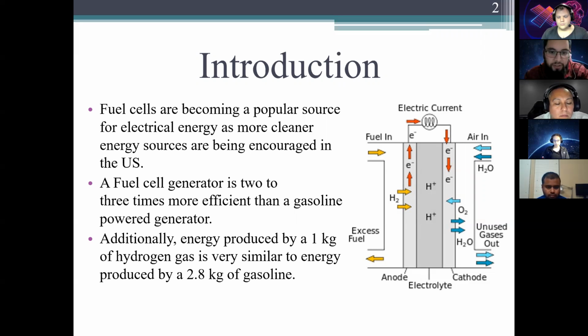Why a gas-powered generator? The reason is that this is the most common form of generator in the market. Additionally, energy produced by 1 kilogram of hydrogen gas is very similar to energy produced by 2.8 kilograms of gasoline. So you can see the ratio here is more on the positive side for hydrogen gas. And here on the right-hand side, we have a model of a basic fuel cell system, which we will elaborate more on in our future slides.